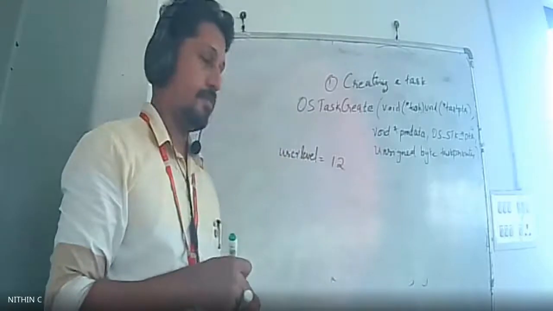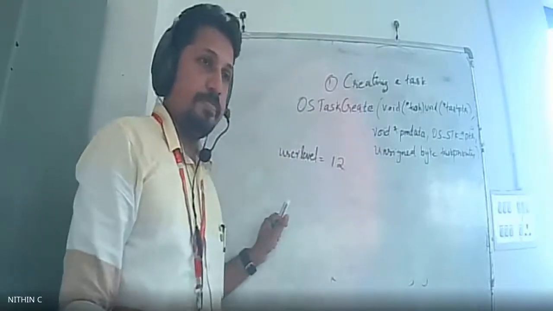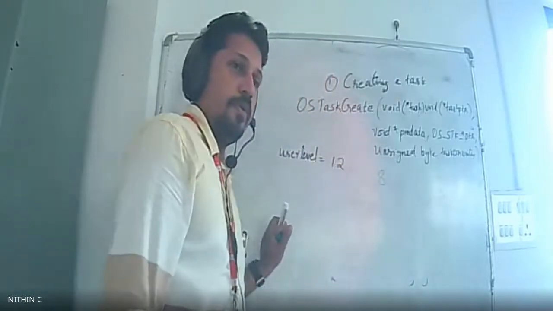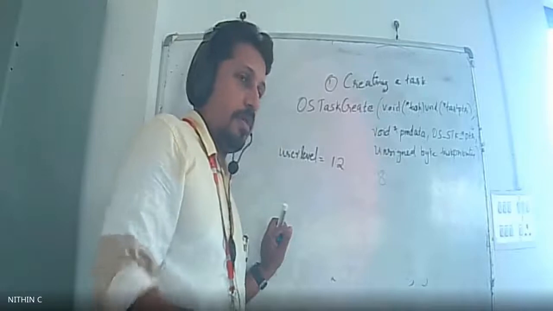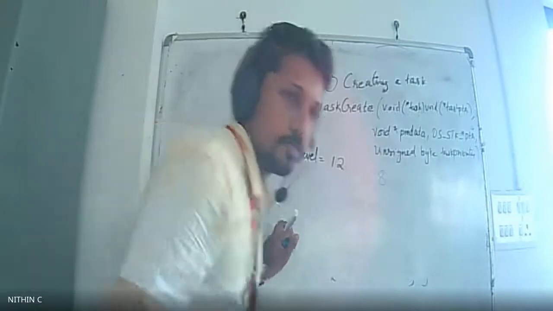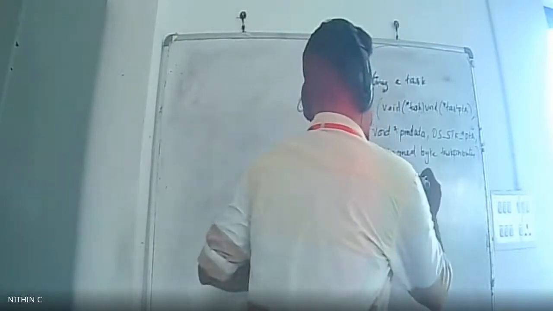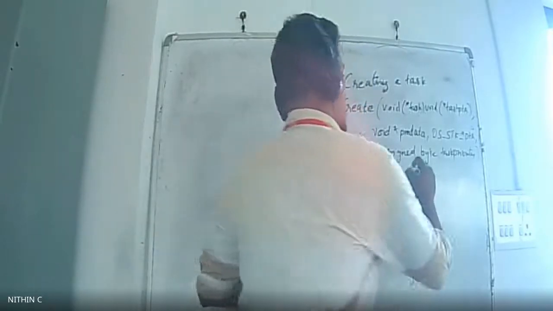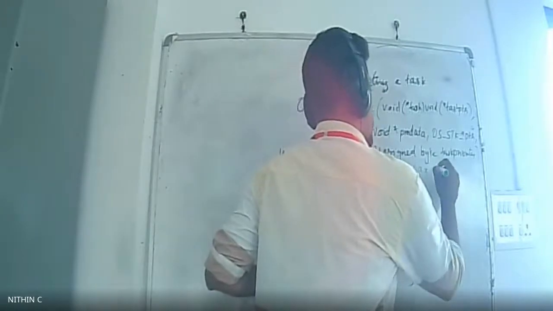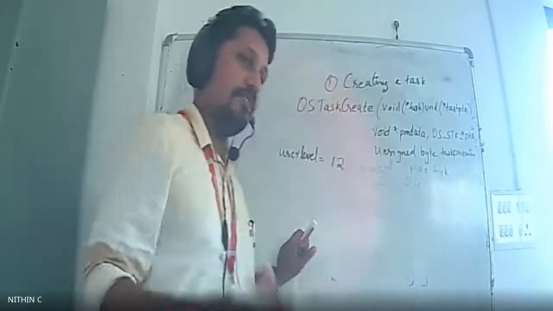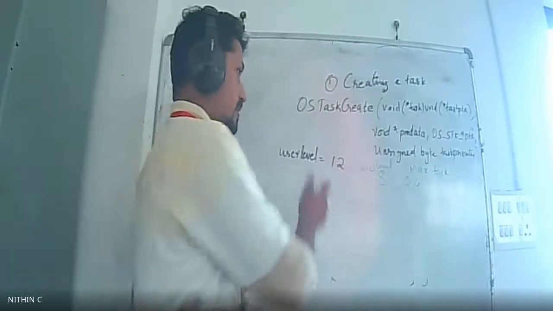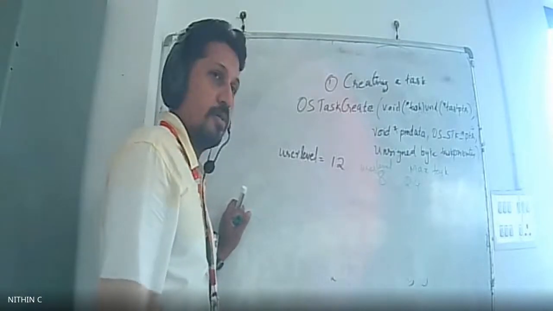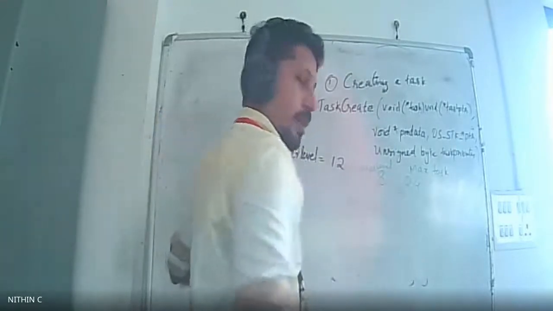Anyone? What was the answer when it was 8? When the value was 8, what was the number of maximum tasks? Yeah, it was 24. When the user level task was 8, you got the maximum tasks as 24. So if that is the case, I'm setting the user level task as 12, then what will be the maximum number of tasks? And here you tell about the low priority and high priority.